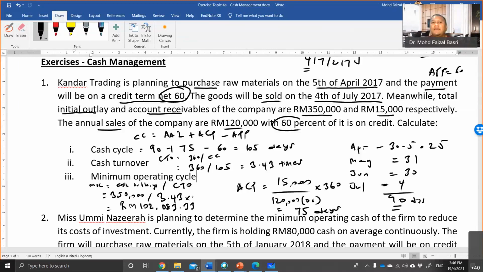Okay, so this is the value of cash that this company needs to maintain at all times in order to make sure that they have sufficient cash throughout the year. Or else they're going to have cash shortages, because they require slightly longer times to generate back the cash. Okay, so that's how we use the cash management techniques in order to calculate the minimum operating cash.